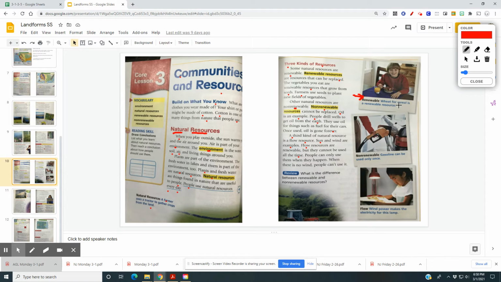Renewable: wheat for cereal is a renewable resource. Non-renewable: gasoline can be used only once. Flow: wind power makes the electricity for this lamp.